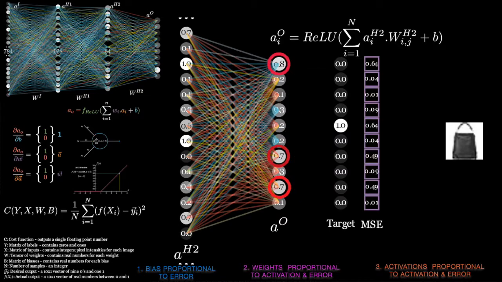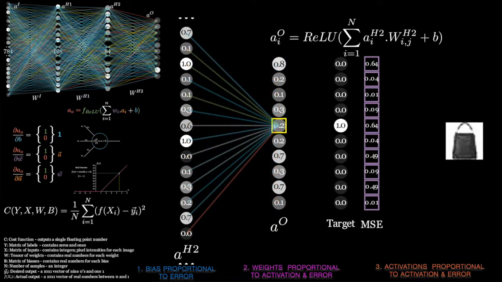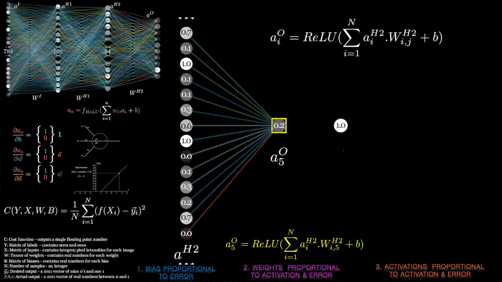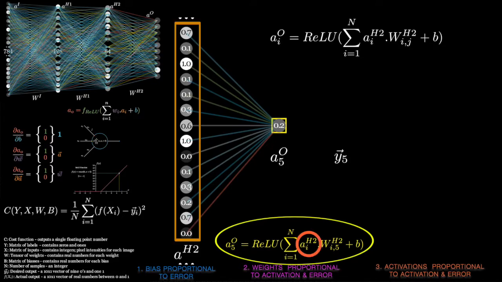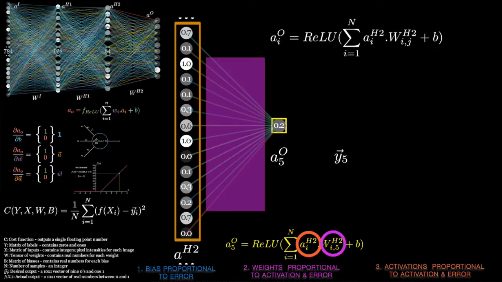For simplicity, we're going to focus just on neuron 5. The maths is the same for all the other neurons. Here, we're comparing two numbers, the fifth element of AO, our output, with the fifth element of Y, the correct label for this image. We can write out neuron 5's activation function in yellow. It takes all the inputs from the previous hidden layer. This is AH2. It then multiplies these activations with the weights from the fifth row of WH2. It sums these up, adds a bias, and pumps the result through the ReLU.